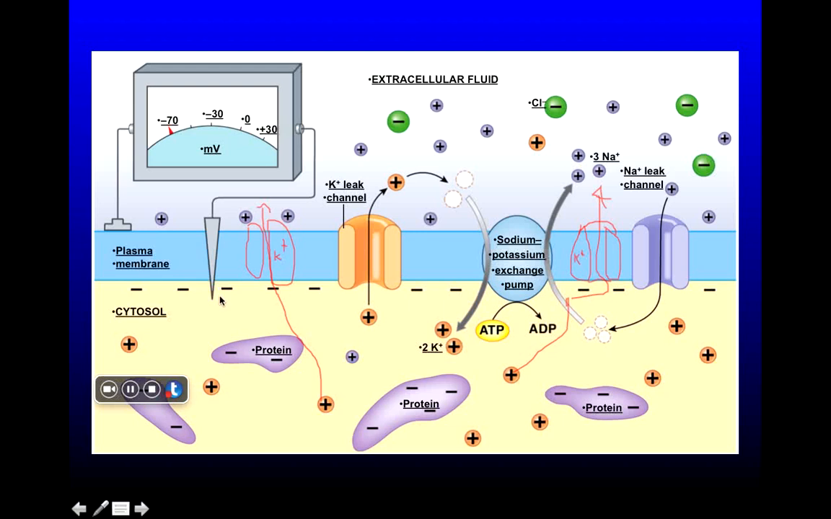That means we're not at equilibrium, right? There's more positives on the outside than there are on the inside. That creates what kind of gradient? That's right, electrical gradient. And we also said we have more sodium on the outside than we do on the inside, and more potassium on the inside than we do on the outside. That creates a chemical gradient. So we have a chemical gradient and electrical gradient at rest when the cell is relaxed.